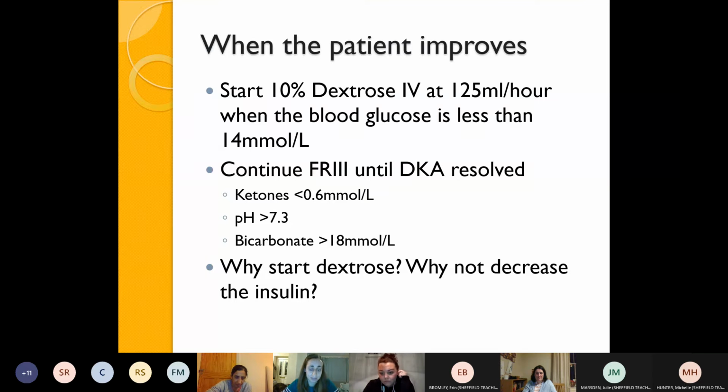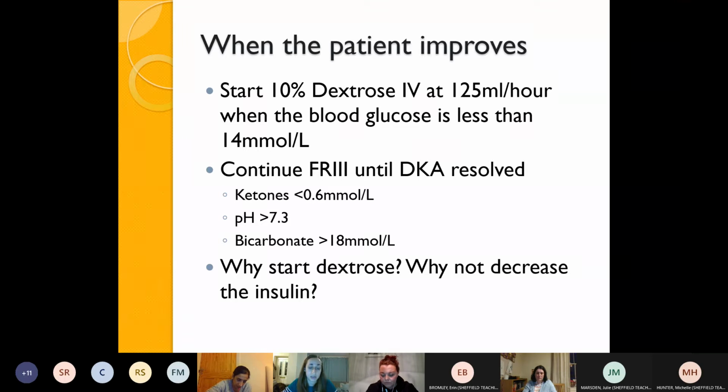When we've got the IV insulin going through, we'll be pushing the blood glucose down and it will go into the cells and start to be used up. We start the dextrose because we don't want them going hypo. It's the insulin that will be clearing the ketones. So we cannot start decreasing the insulin until the ketones have cleared and they are out of DKA.